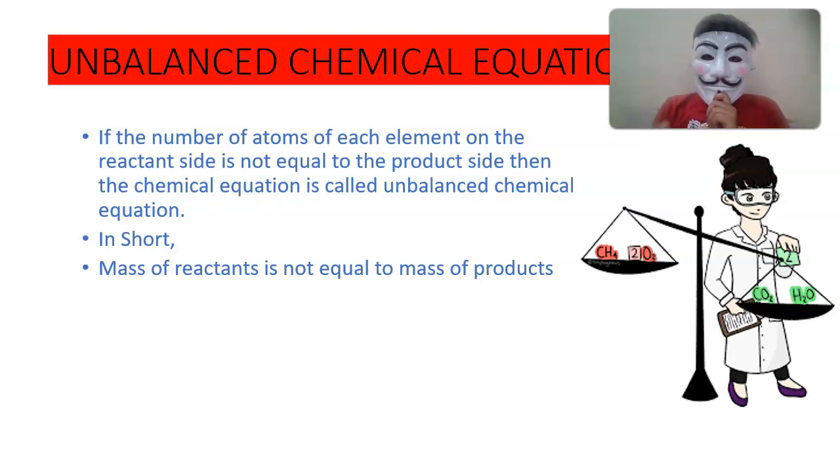Because a balanced chemical equation was where mass of product is equal to mass of reactant, LHS is equal to RHS. But here you can see, mass of product is not equal to mass of reactant. In short, mass of reactants is not equal to mass of products. It is just the opposite. You can see this figure over here. In the above figure we had seen that it was balanced, but here we can see it's not balanced. So let's see some examples of unbalanced chemical equations.